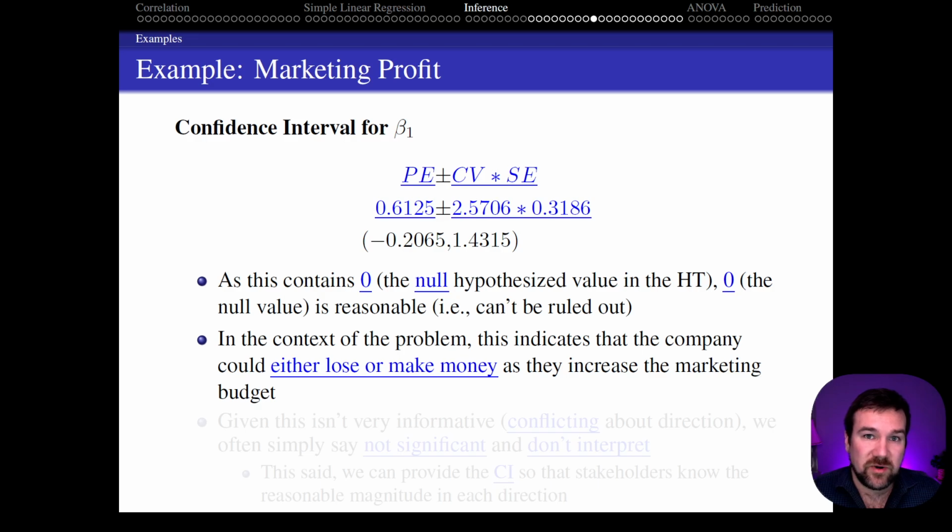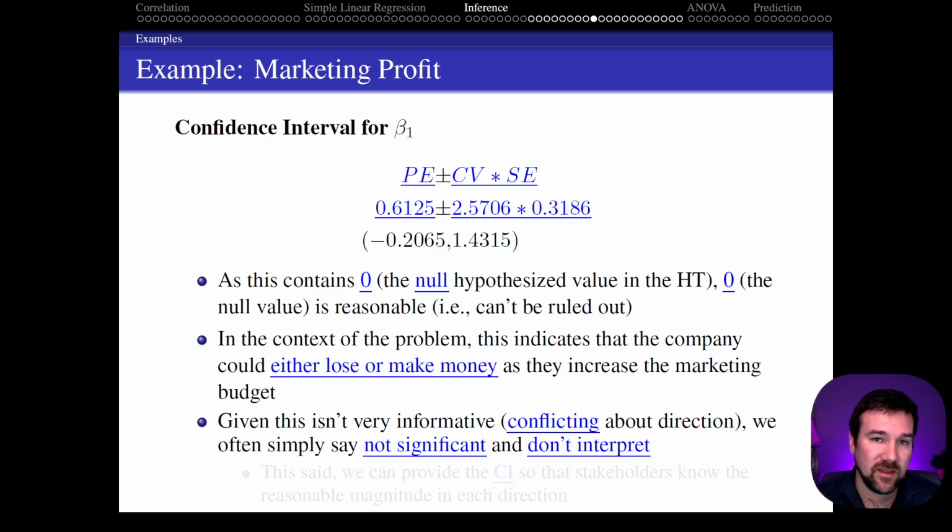In the context of this problem, essentially what this means is as I add a marketing budget, there's not enough evidence to convince me that our profit is going to go up. In the confidence interval, it's reasonable to believe that my profit could go down if I add to the marketing budget, or that my profit could go up. Again, this isn't informative, conflicting information. And again, that typically is what our confidence intervals look like when we have a hypothesis test that's non-significant. So typically we say there's not a significant relationship between marketing and profit, and we leave it there.